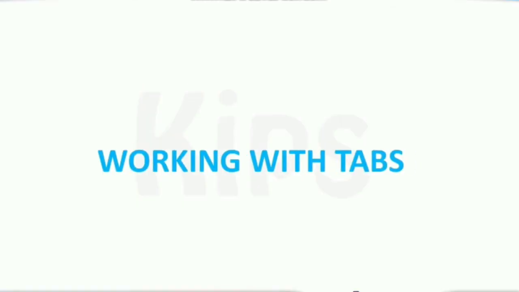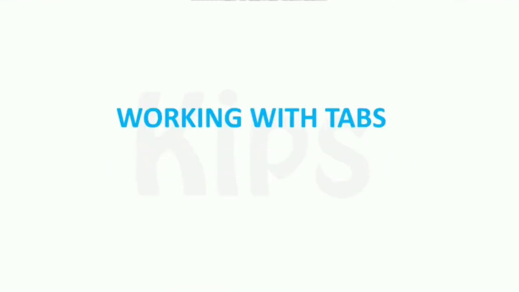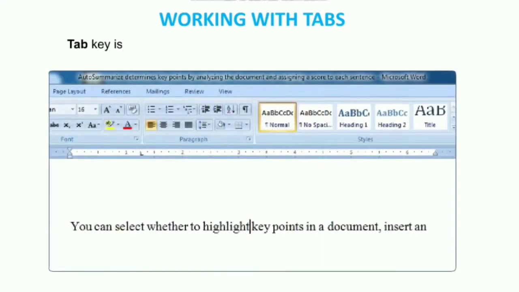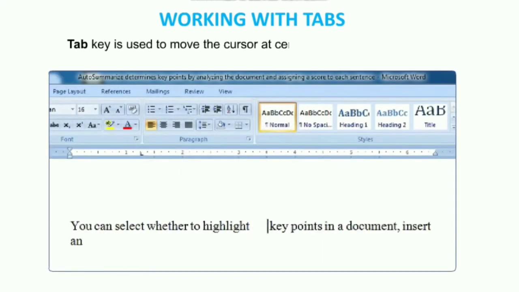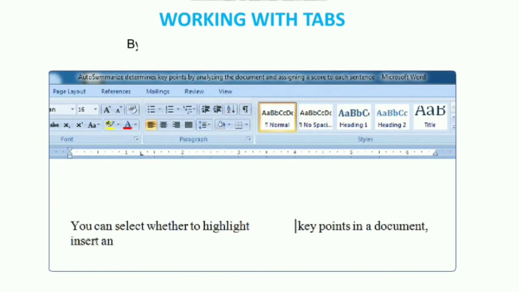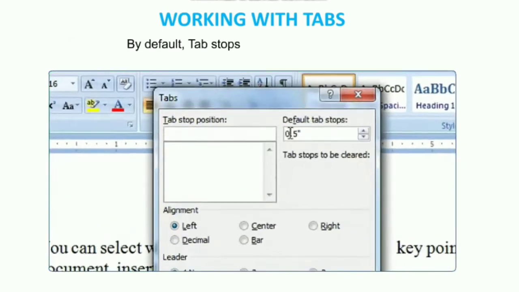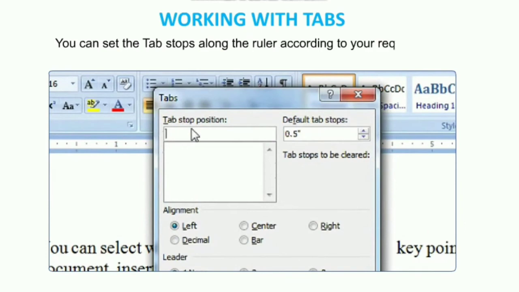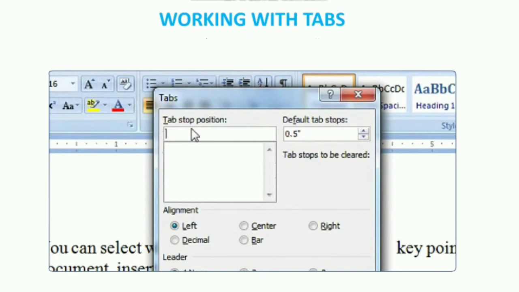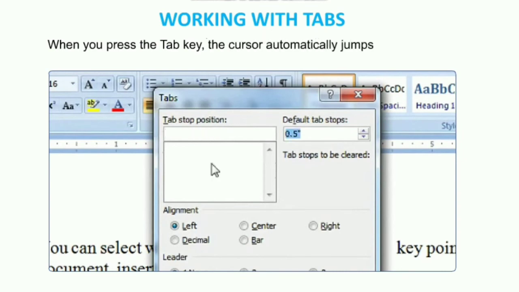Now let me explain to you about working with tabs. The Tab key is used to move the cursor at certain spaces in a document. By default, tab stops are set at every 0.5 inch. You can set the tab stops along the ruler according to your requirements. When you press the Tab key, the cursor automatically jumps to the next tab.